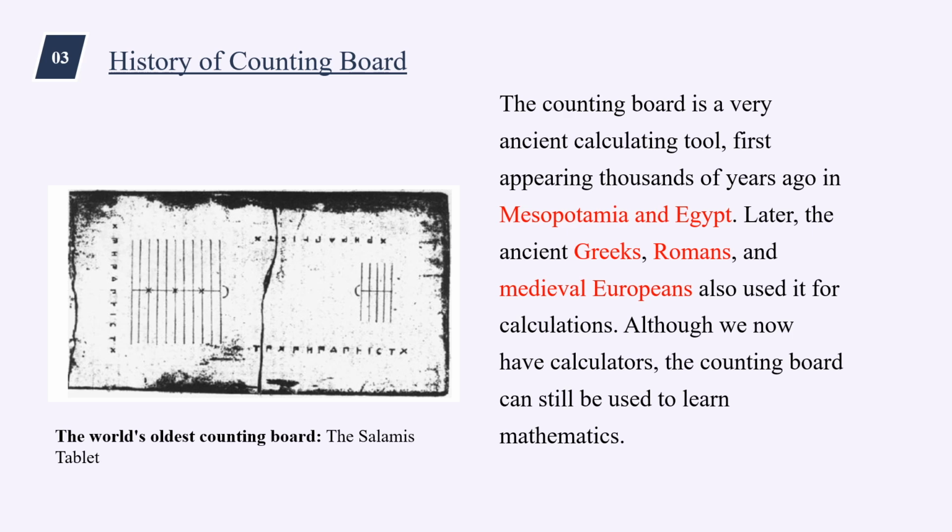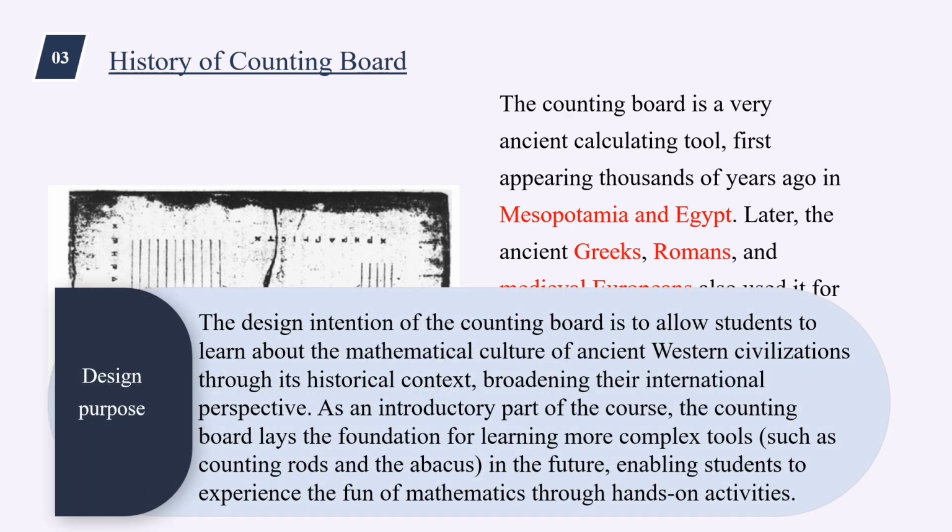For example, to represent the number 123, one pebble will be placed in the hundreds group, two pebbles in the tens group, and three pebbles in the units group. The design intention of the counting board is to allow students to learn about the mathematical culture of Eastern and Western civilizations through its historical context, broadening their international perspective.